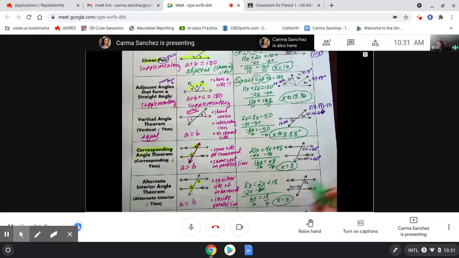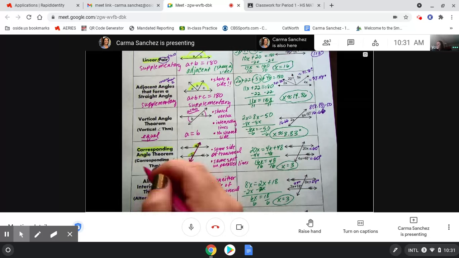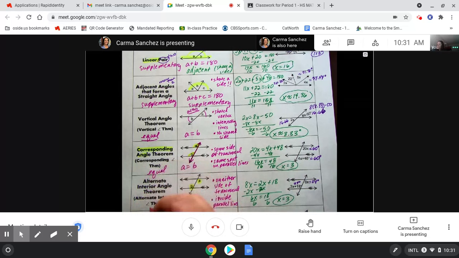If they just ask me to solve for x, I'm done. If they want the angle measures, I have to take an additional step. 8 times 3 is 24 degrees for this angle. And then 2 times 3 is 6. 6 plus 18 is also 24 degrees. They should be equal because alternate interior angles are equal. So I'm going to go up here and mark equal and equal.